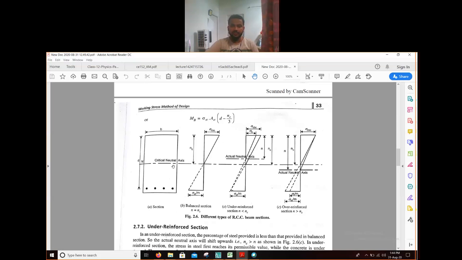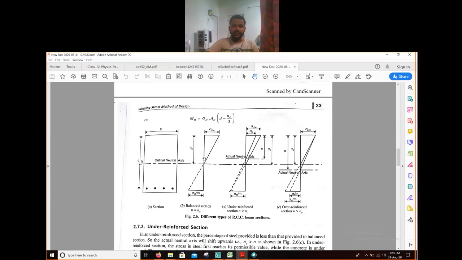I told you what our critical neutral axis is. If you consider the maximum permissible values of steel and concrete at the same time, then the neutral axis will be known as the critical neutral axis. So now this is the diagram for the balanced section.